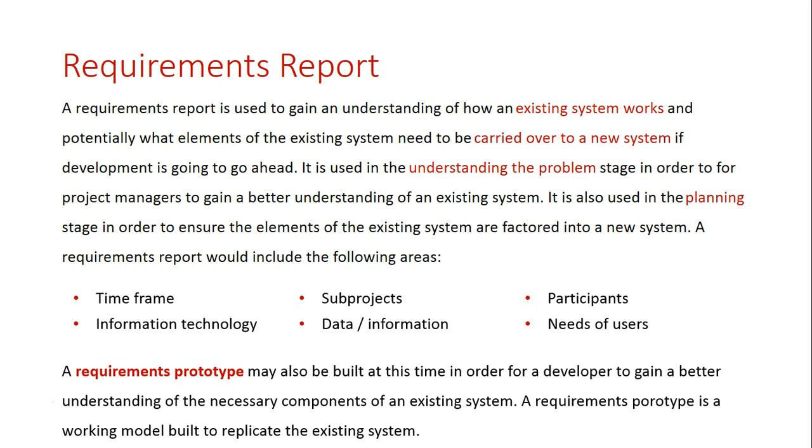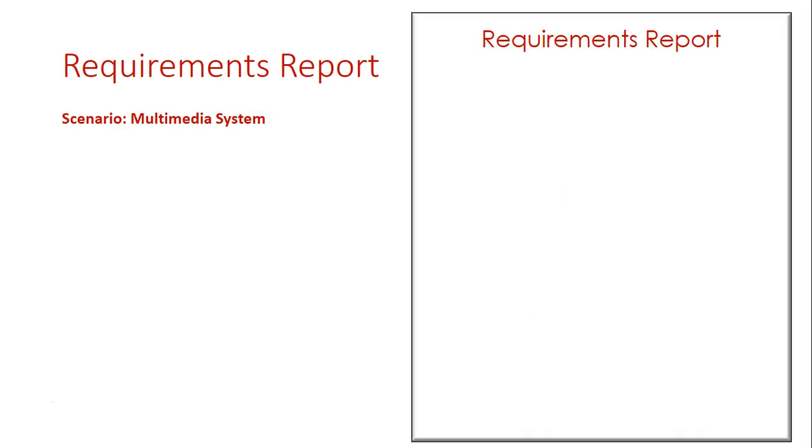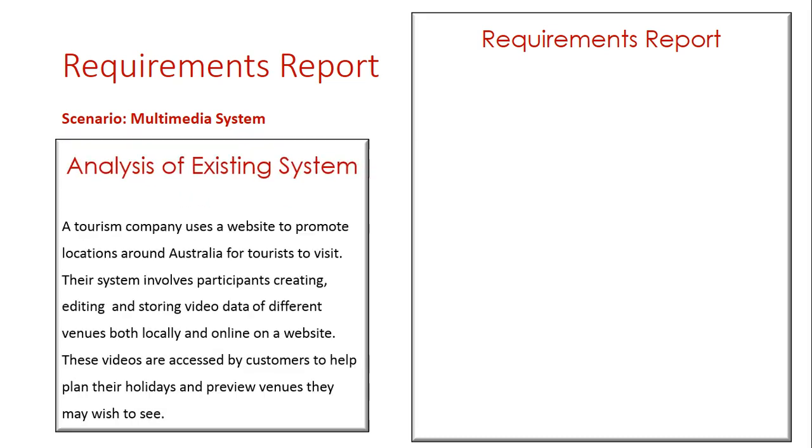We're now going to have a quick look at how a potential requirements report could be made. So we're going to look at a certain scenario which might be related to multimedia systems. So here is our analysis of the existing system. So we've done our surveys and our interviews, we've seen it working, and we've put together a little blurb on a specific type of system. So a tourism company is using a website to promote locations around Australia for tourists to visit. The system involves participants creating, editing, and storing video data from different venues, both locally and online, on a website. These videos are accessed by customers to help plan their holidays and preview venues they may wish to see.